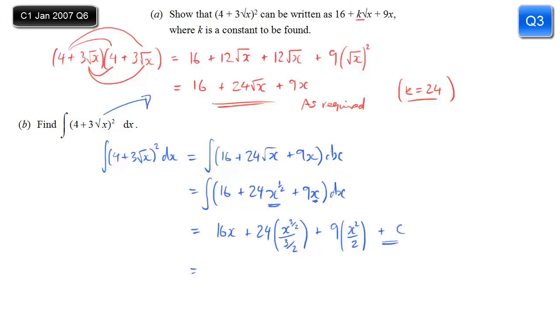So that's your answer, really, but we'll tidy it up. 16x, 24 divided by 3 over 2 is 24 times 2 thirds, which is 16. So that's 16x to the power 3 over 2. And then we're left with 9 over 2 lots of x squared and plus c. Yeah, that's it.